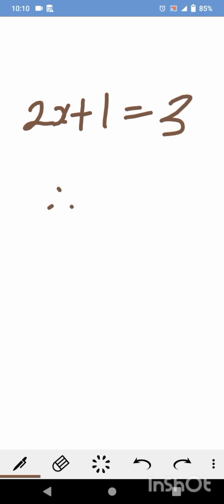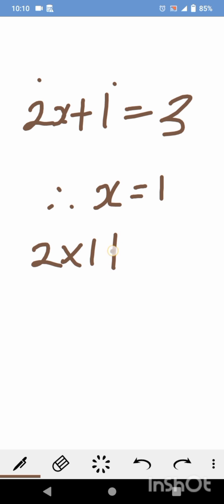What if we have 2x plus 1 equals to 3? Of course, we know that 2 plus 1 will give you 3. So therefore, our x has to be equal to 1. That's how we know. So that 2 times 1 plus 1 can still give you 3.